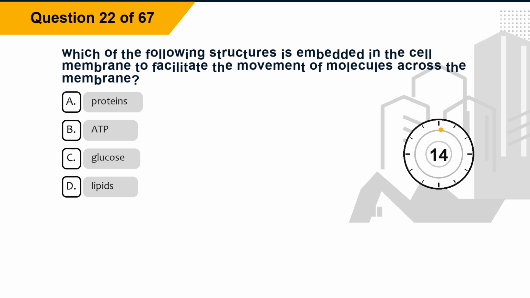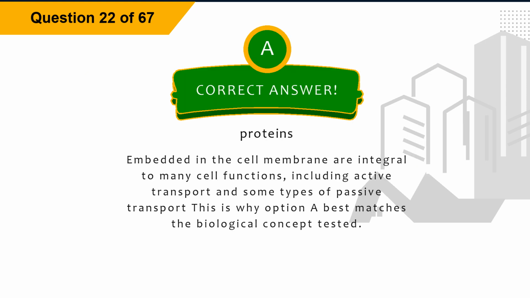Question 22. Which of the following structures is embedded in the cell membrane to facilitate the movement of molecules across the membrane? Option A, proteins. Option B, ATP. Option C, glucose. Option D, lipids. The correct answer is option A, proteins. Explanation: proteins embedded in the cell membrane are integral to many cell functions, including active transport and some types of passive transport. This is why option A best matches the biological concept tested.